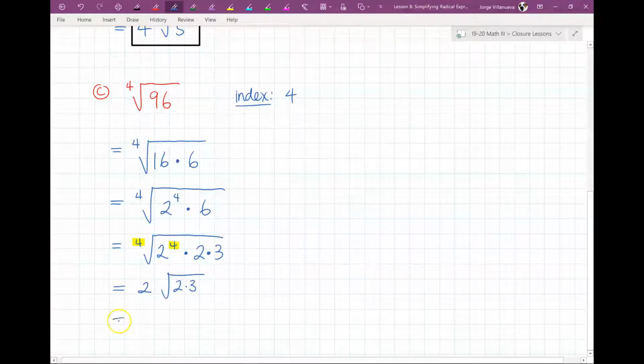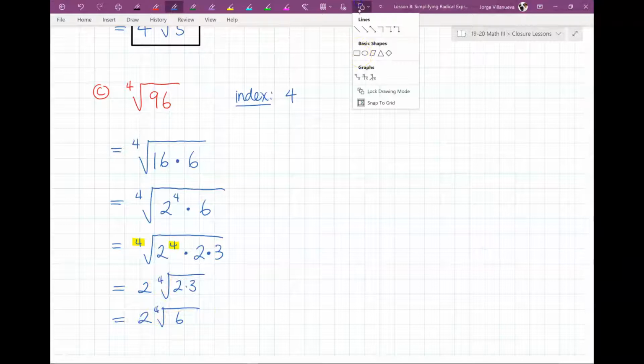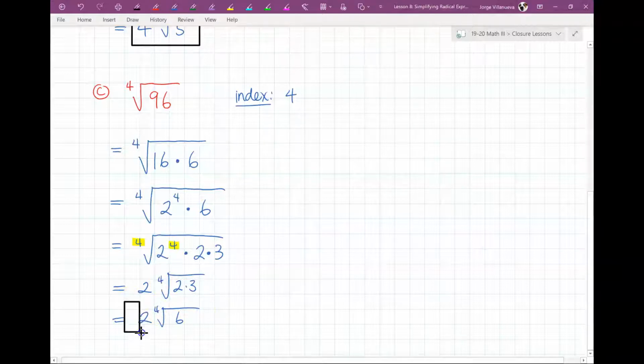Because nothing can happen there. So it's just going to be 2. Oh, I'm sorry. I forgot to write 4th root of 6. So 2 4th root of 6. So you can kind of see why it's important for us to be able to write this out into the correct powers. Okay. Now I'm going to do one more that I would kind of consider a little bit on the easier side. Then we're going to move to some harder stuff.